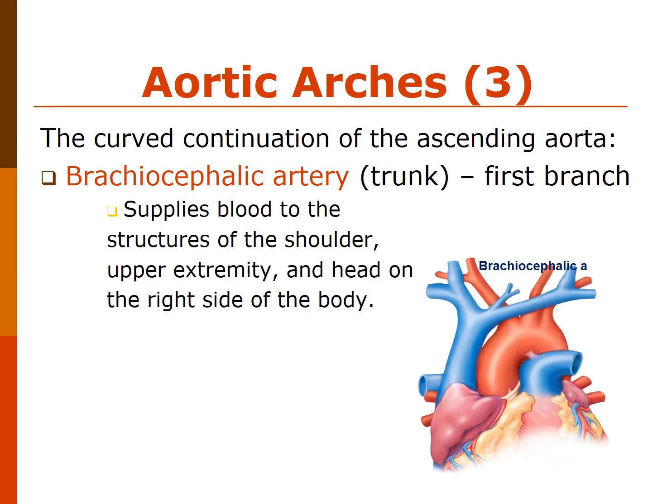The arch of the aorta has three branches. The first is the brachiocephalic artery. This supplies blood to structures of the shoulder, extremities, and head on the right side of the body.